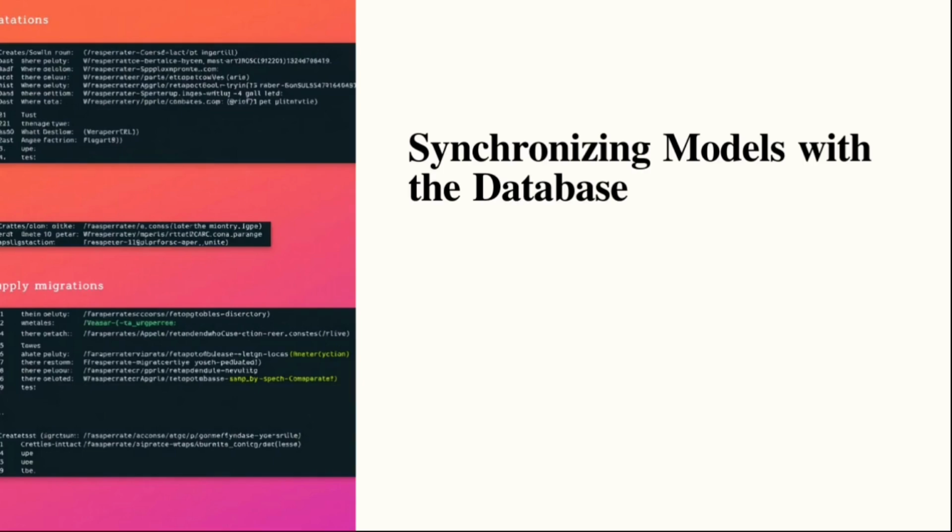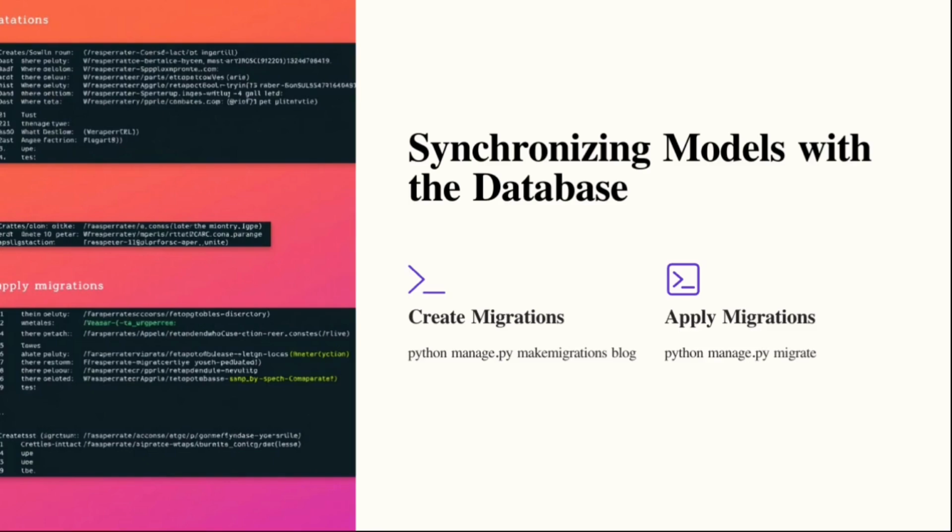Once our model is defined, we need to synchronize it with the database using migration. First, generate migration. Second, apply migrations. Let's go to Visual Studio Code and create the migration and apply the migration.